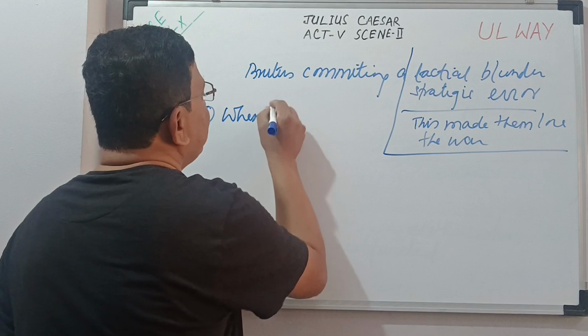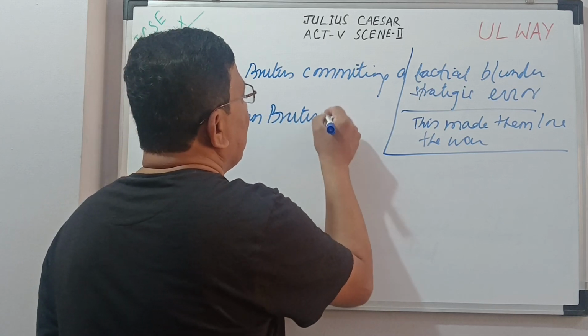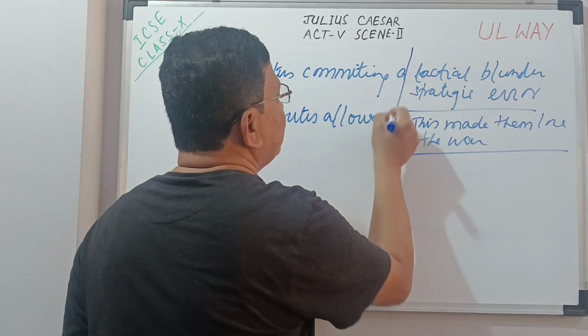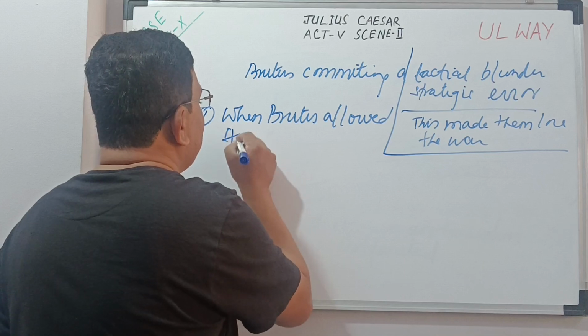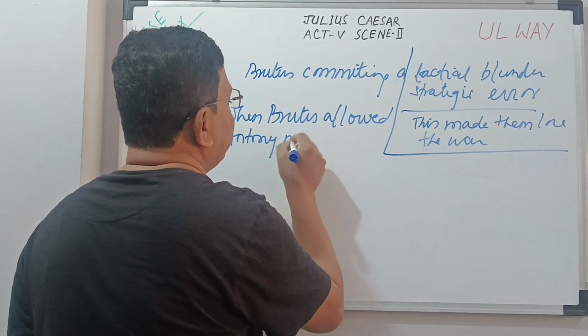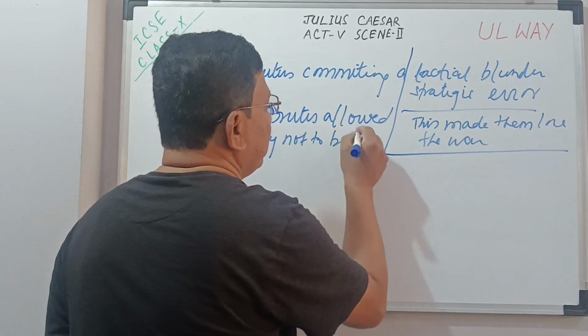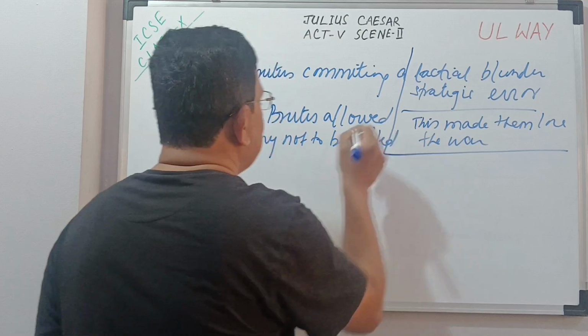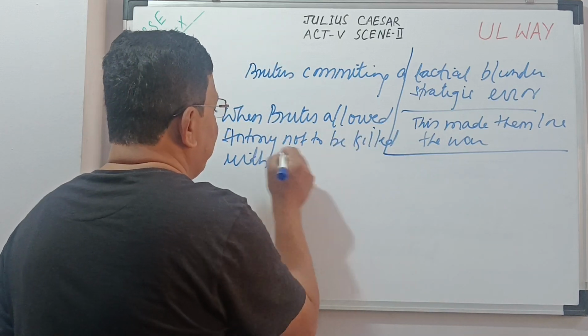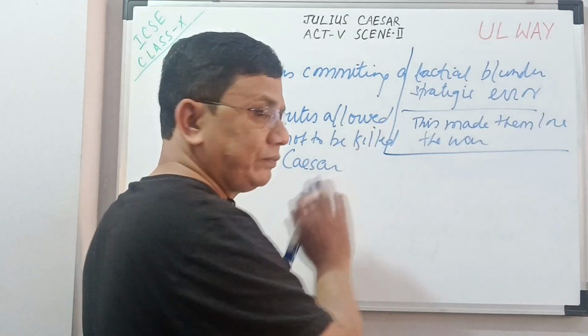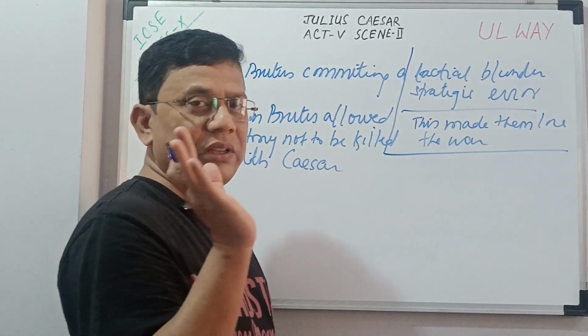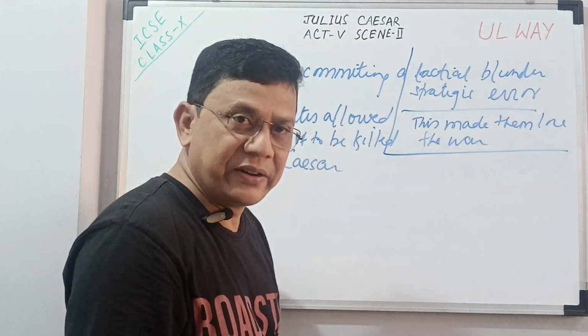when Brutus allowed Antony not to be killed along with Caesar. If he had killed Antony with Caesar, end of the story, he would have been living happily ever after, maybe.